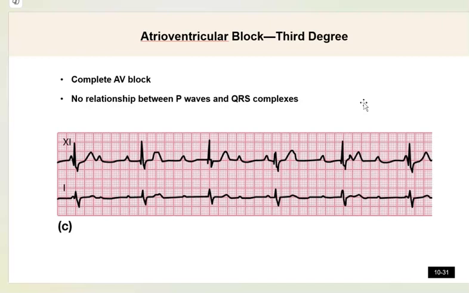Then we can have third degree AV block, which is a big problem. That's where the sinoatrial node, atria, and the ventricles are not talking at all. So there's no relationship between your P wave and your QRS. Your atria are up there doing their own thing, and the QRS are down there doing their own thing. So you've lost all association between the atria and the ventricles. This is problematic, and it's considered really life-threatening.